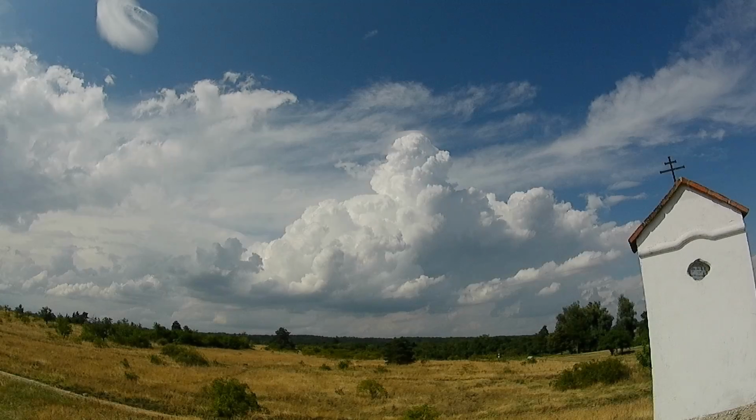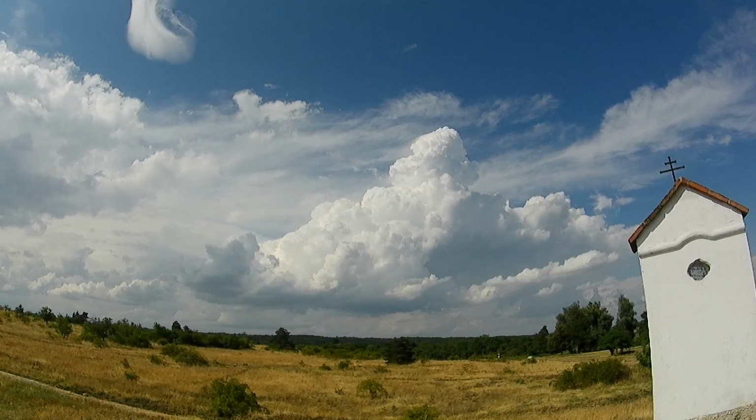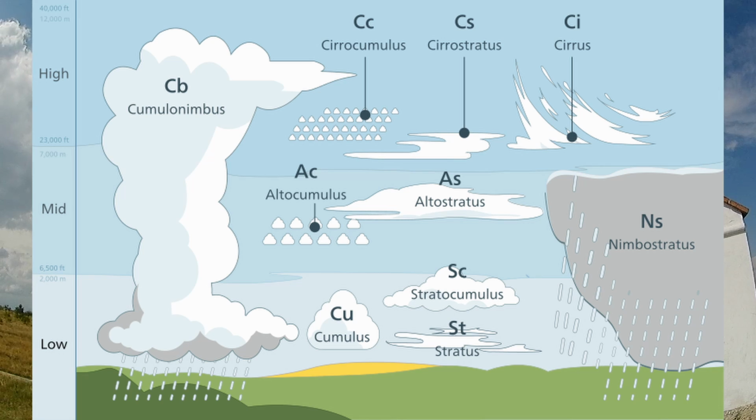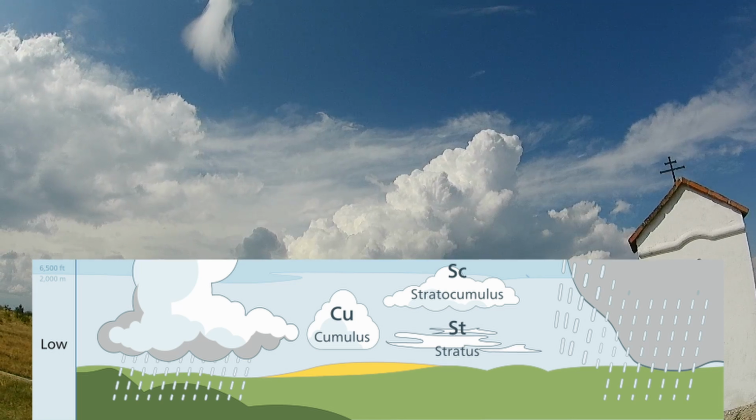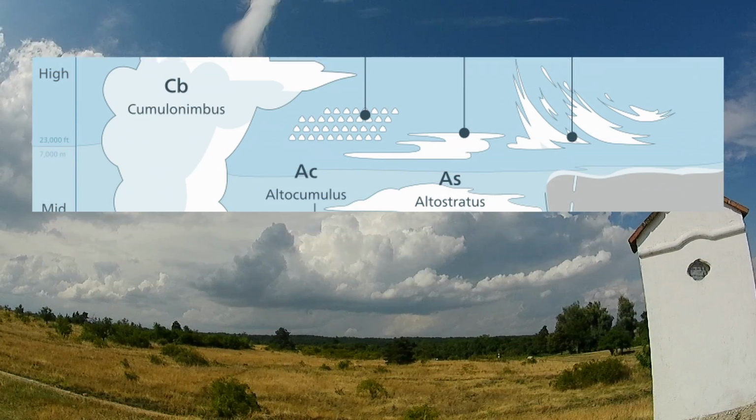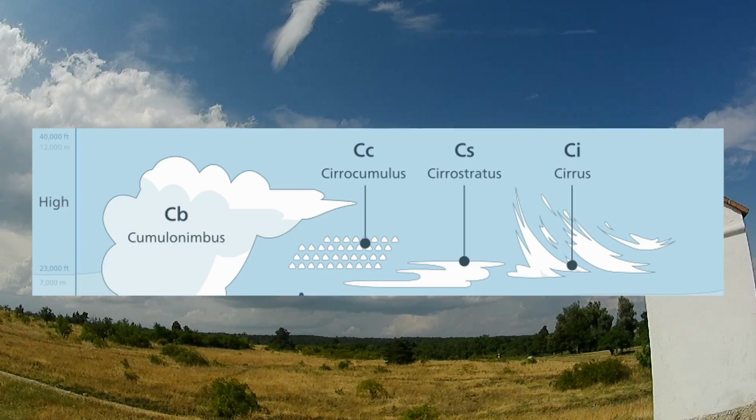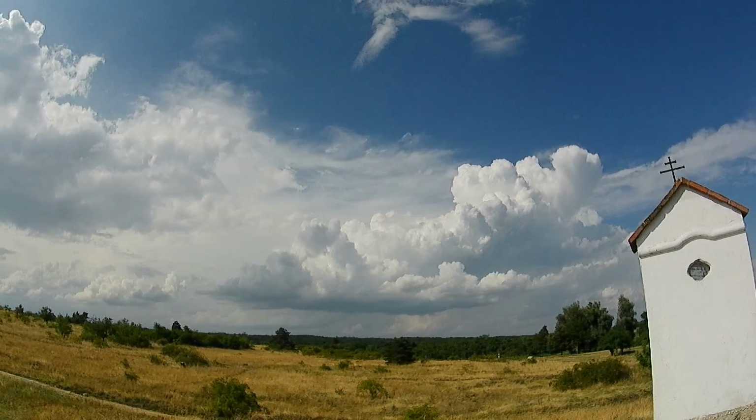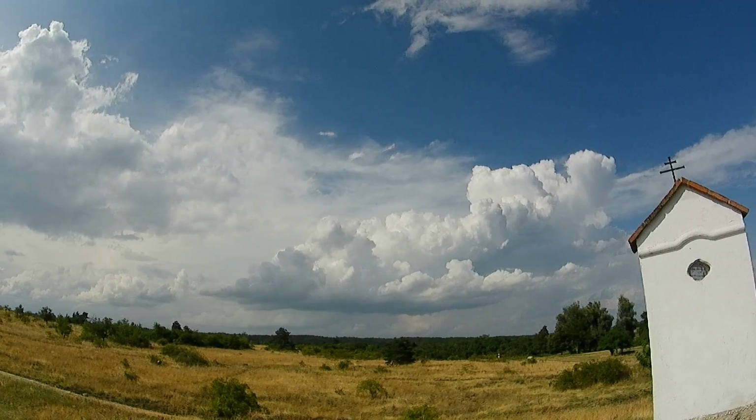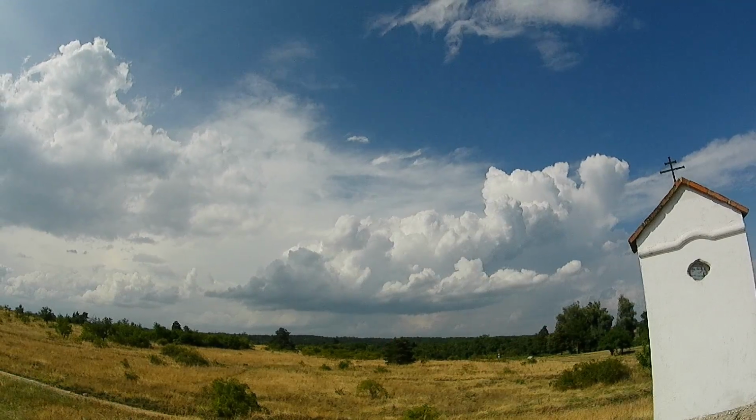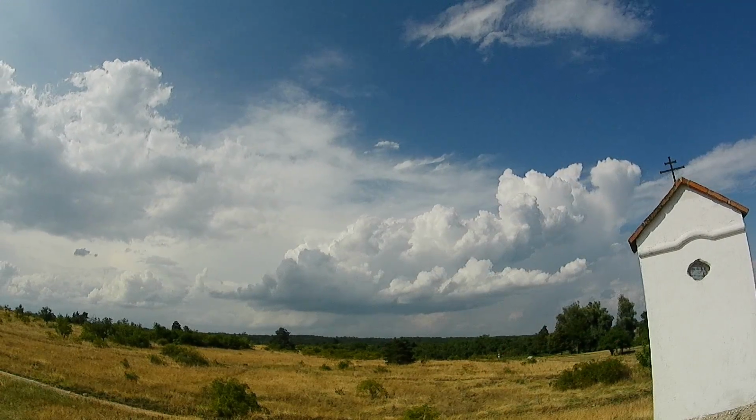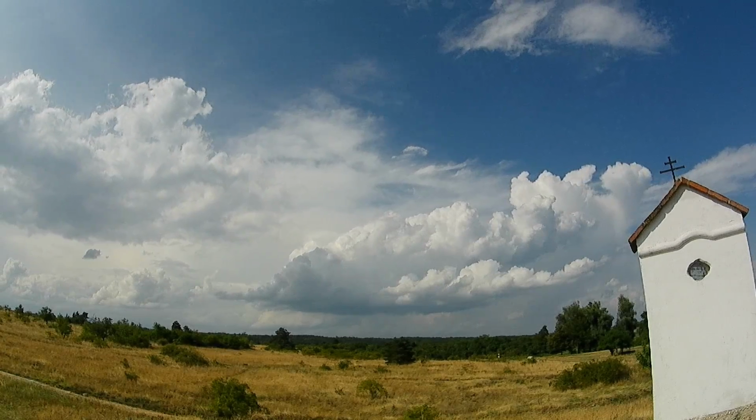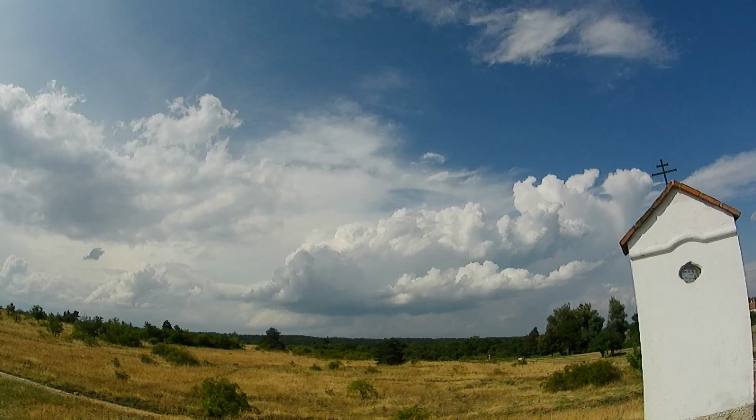So before we actually start predicting the weather, there are three basic types of clouds we need to know. The low clouds, the mid clouds, and the high clouds. The high clouds are the most useful for predicting the weather, and they are also the highest types of clouds in the sky. However, there is one more type of clouds that is even higher than the high clouds.